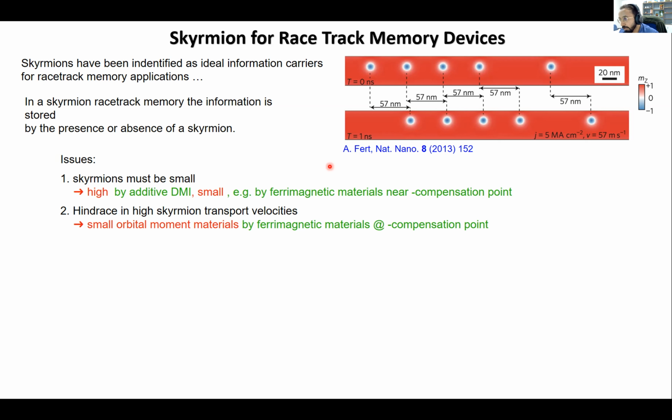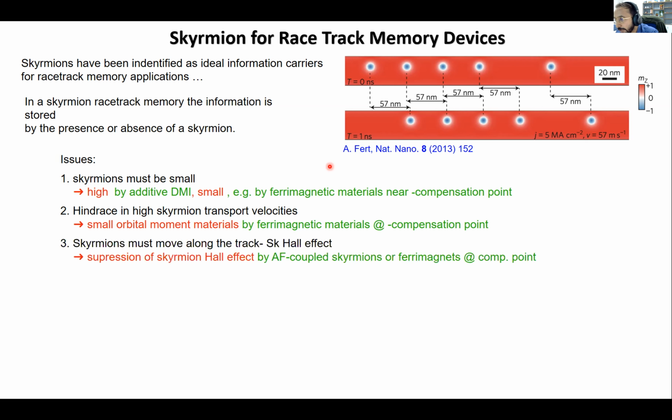It is proposed, and theoretical calculations have also shown, that ferrimagnetic materials are better hosts in terms of mobility for skyrmions. And then there is the skyrmion Hall effect, in which we want the skyrmions to move in a straight line, but rather they deviate to the sides because of the skyrmion Hall effect. Therefore, they would annihilate at the edges of the racetrack. And this again is proposed to be solved by antiferromagnetic materials or antiferromagnetically coupled ferromagnets, or by using ferrimagnets at or near their compensation point.